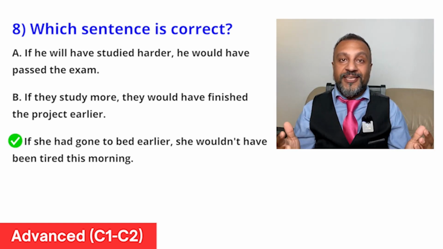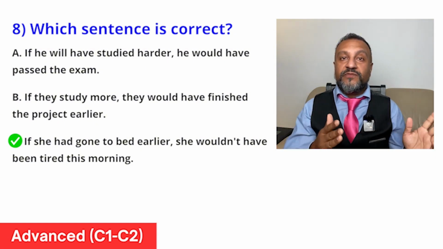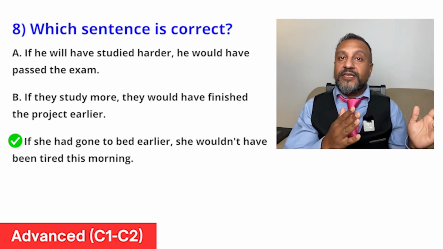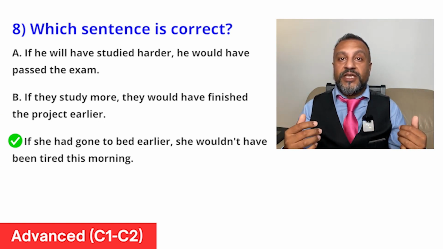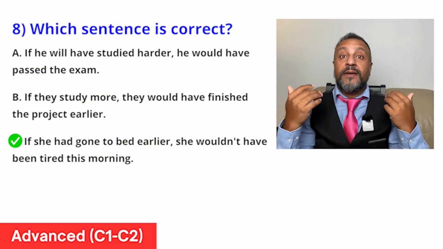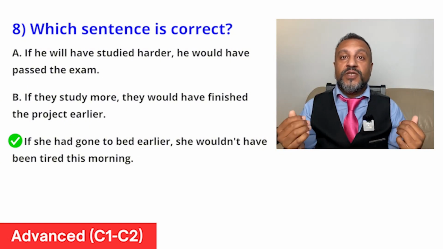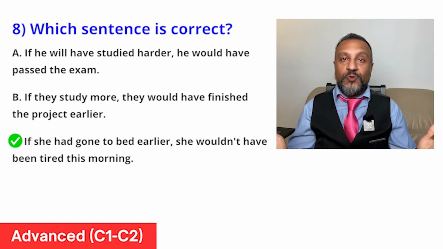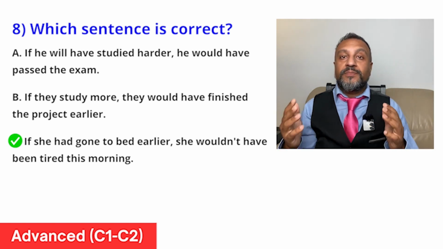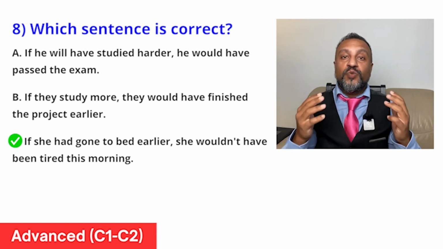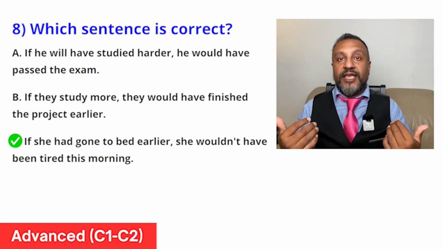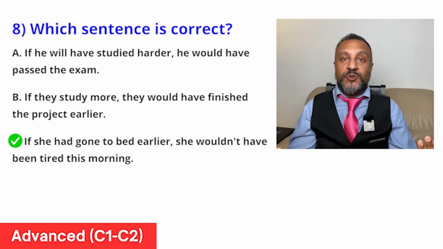But why? Here we have the third conditional. We have the if clause as the past perfect. If she had gone to bed earlier, this describes a hypothetical and an imaginary situation, but she did not go to bed earlier. We have the main clause would have plus the past participle. She wouldn't have been tired this morning. Again, this describes a hypothetical situation.